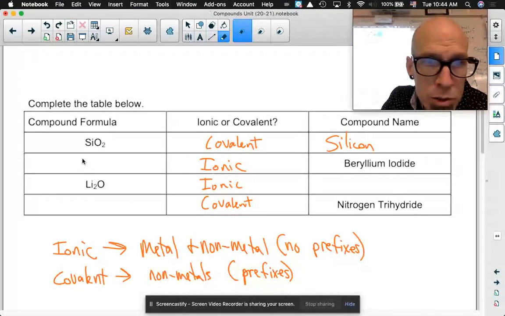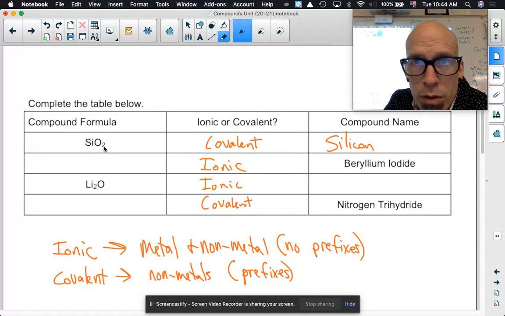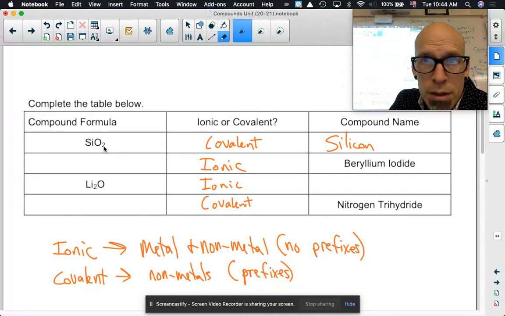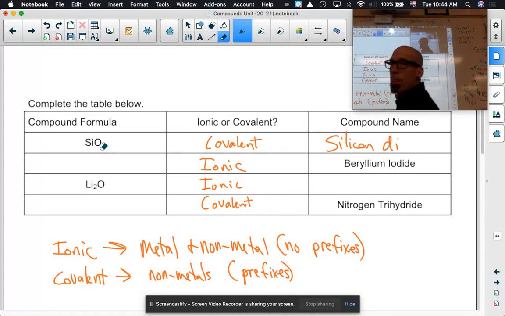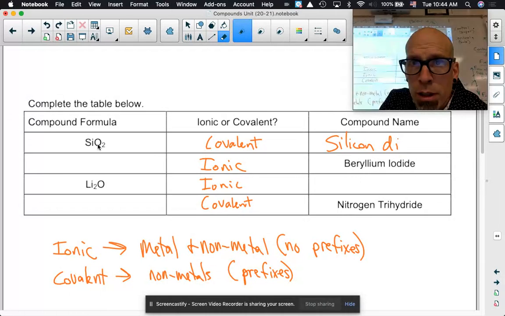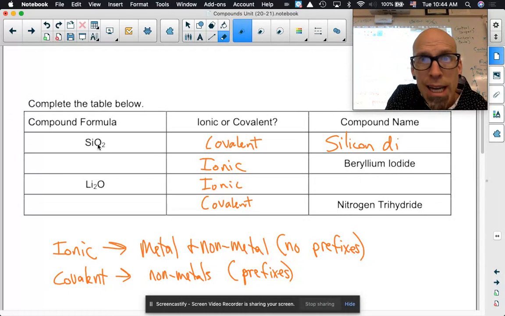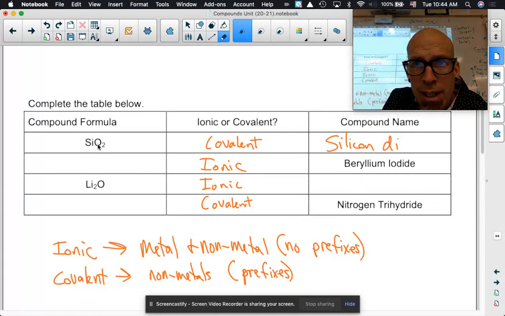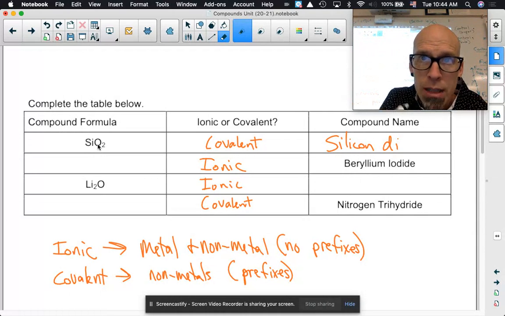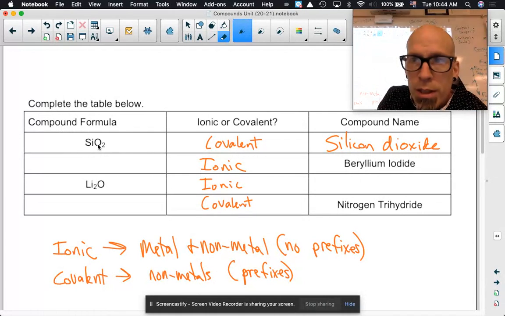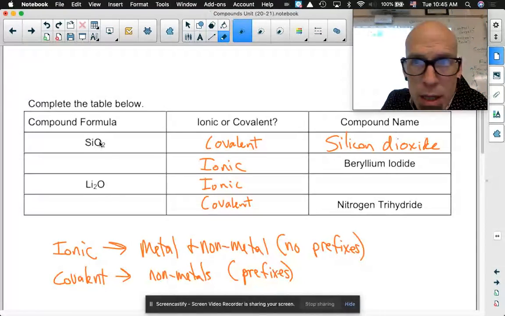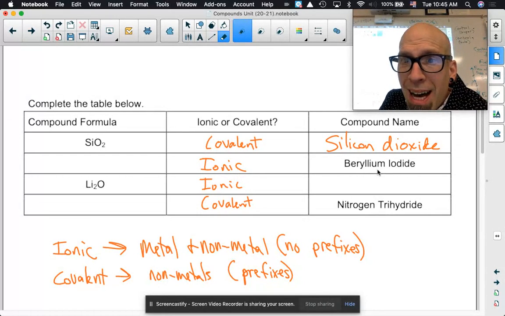Now, subscript is what? 2, right? And 2 is di. So silicon, di what? Di. Now, it's oxygen, right? O is oxygen. And so how would we say that? If it's the second one in the name, remember, "ide," it gets the "ide" suffix. So oxygen is not oxygide, it's just oxide. Oxide. Dioxide. Silicon dioxide, okay?